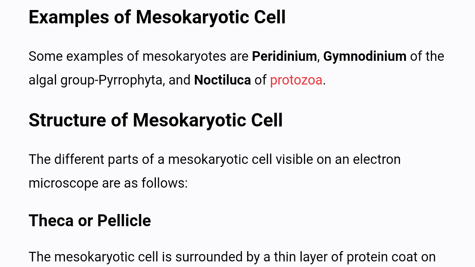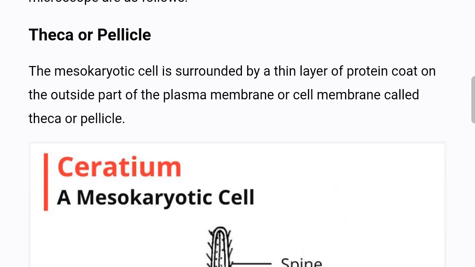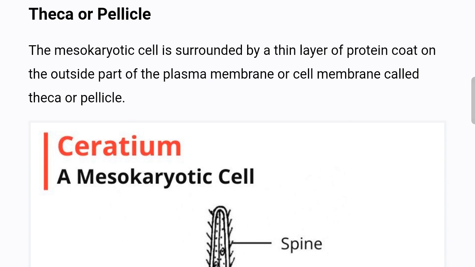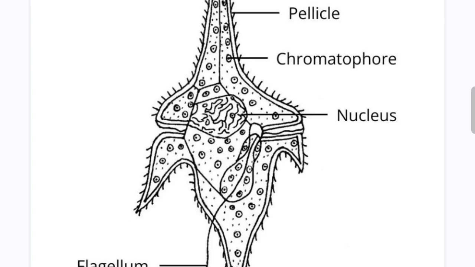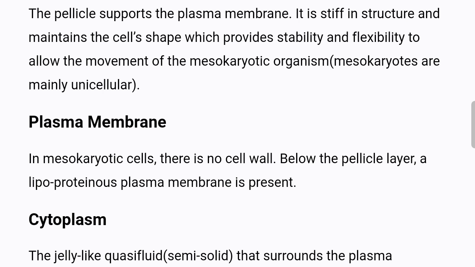Structure of mesokaryotic cell. The different parts of a mesokaryotic cell visible under an electron microscope are as follows. Theca or pellicle. The mesokaryotic cell is surrounded by a thin layer of protein coat on the outside of the plasma membrane or cell membrane, called the theca or pellicle. The pellicle supports the plasma membrane. It is stiff in structure and maintains the cell's shape, which provides stability and flexibility to allow the movement of the mesokaryotic organism.